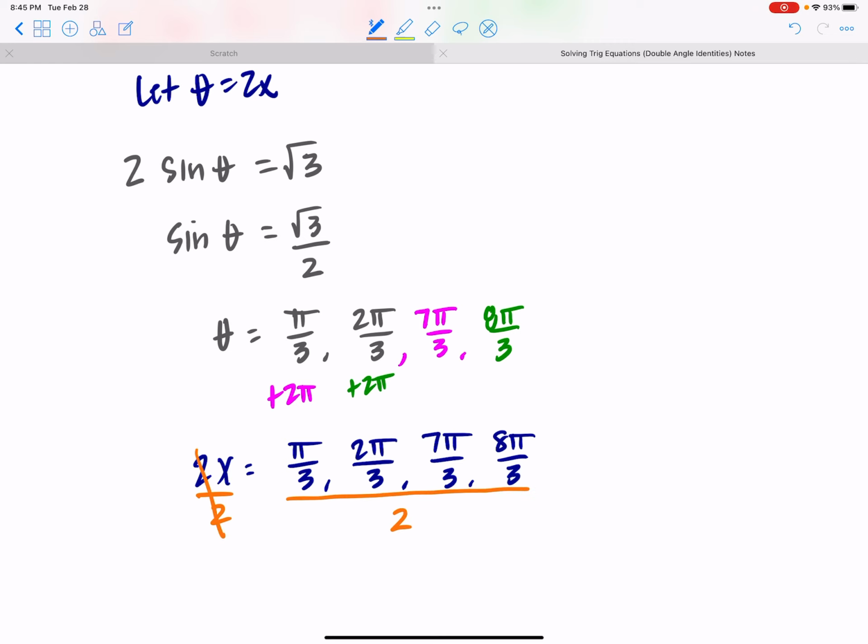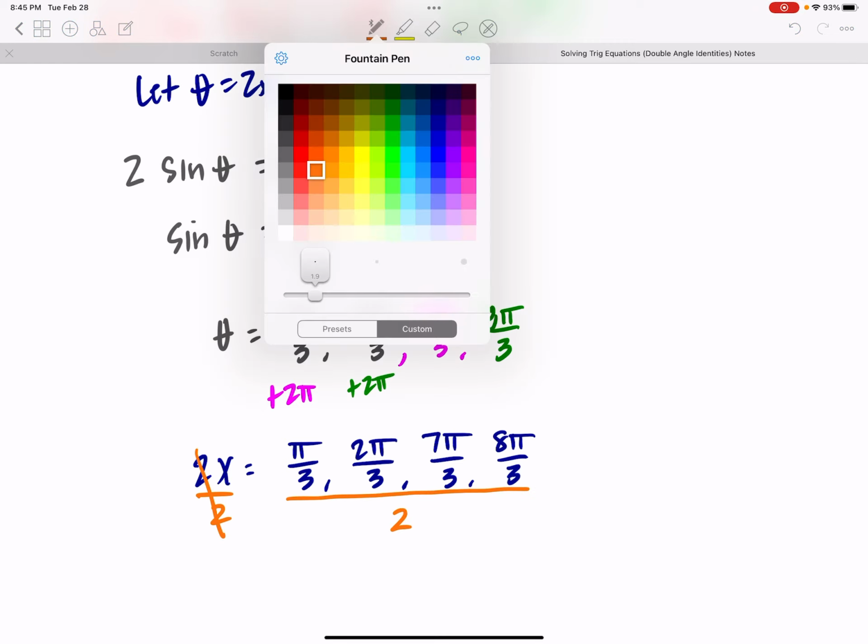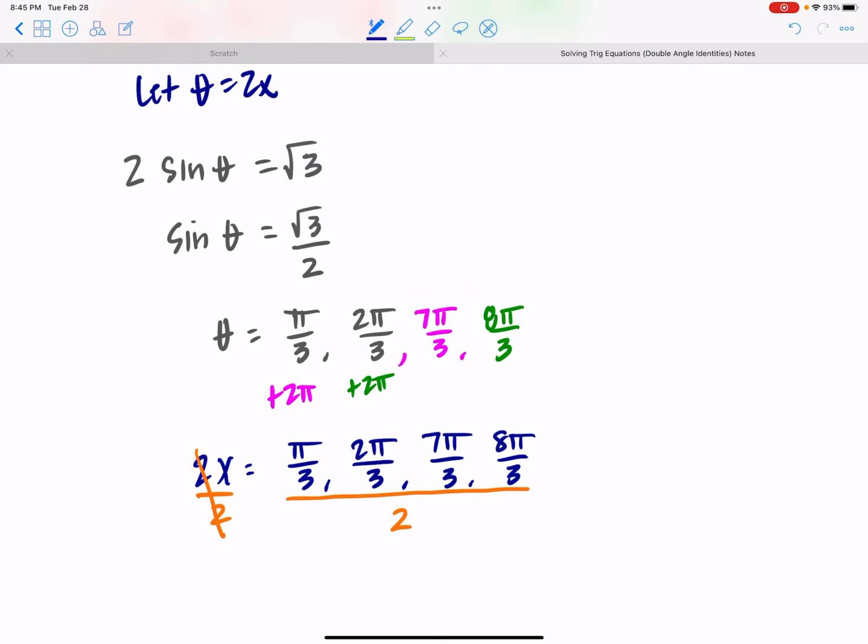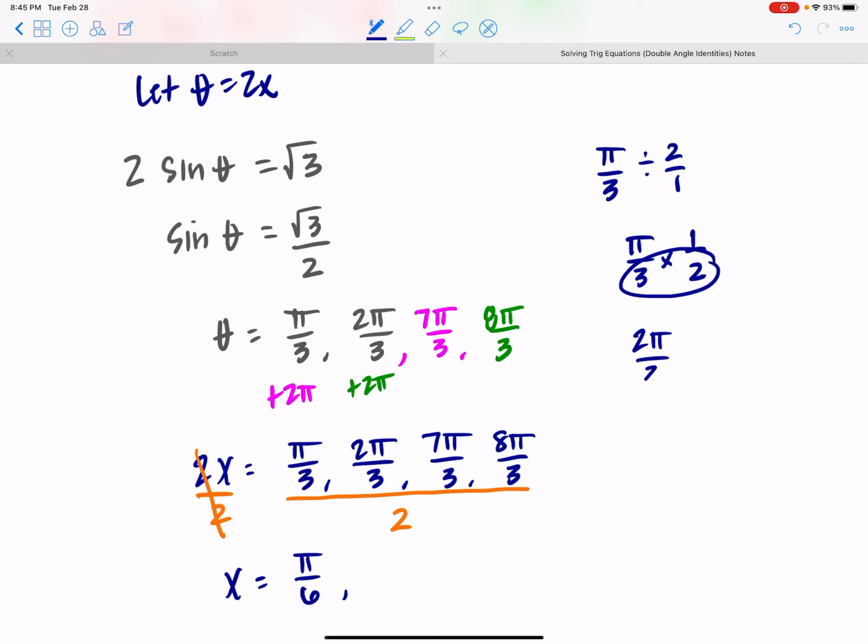So x is going to be equal to, back to my blue, so I have first pi over 3. It's being divided by 2, which technically means it can be multiplied by its reciprocal, which is a half. So that 2 is going to end up in the denominator. It's going to make this a pi over 6. And the same for all the rest. But on the next one, you can see you have 2 pi over 3. When you multiply it by a half, the 2's are going to cancel and just leave you a pi over 3. And this will be 7 pi over 6.